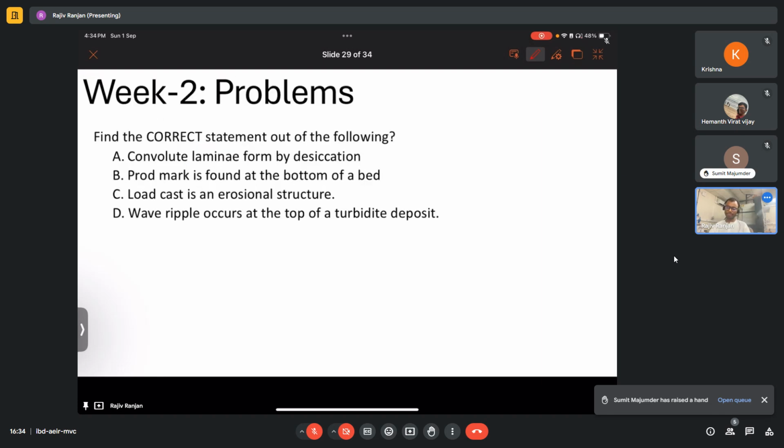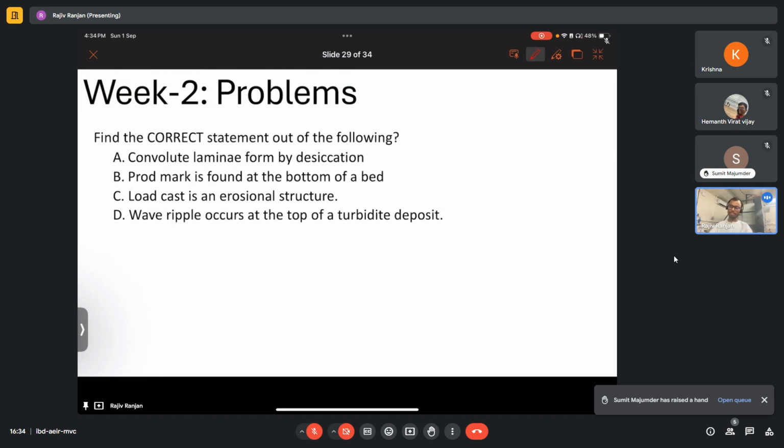Okay. Find the correct statement out of the following. Convolute lamination formed by desiccation. Groove marks are formed at the bottom of a bed. Load cast is an erosional structure. Wave ripples occur at the top of turbidite deposits. Choose the correct option.